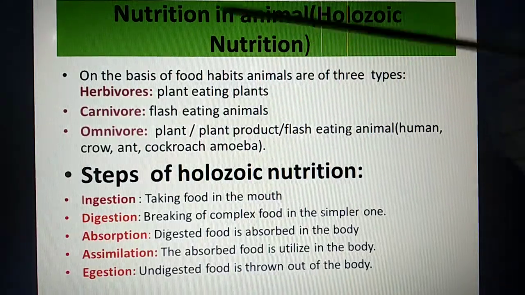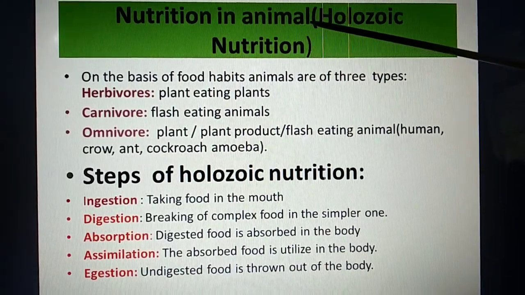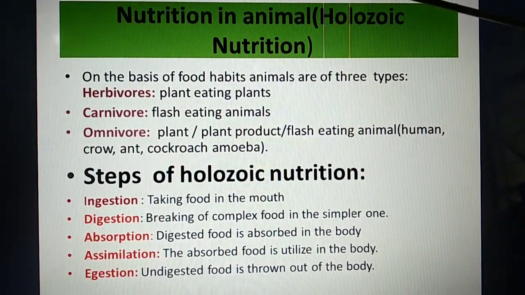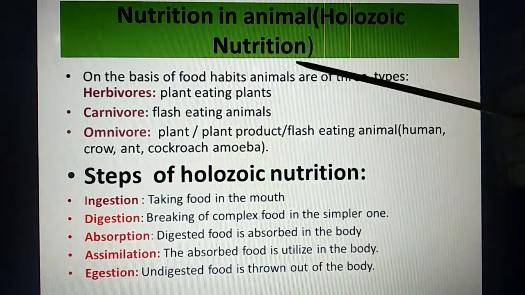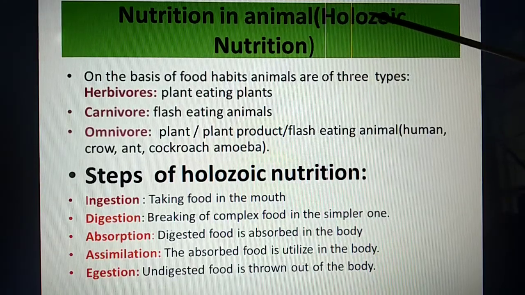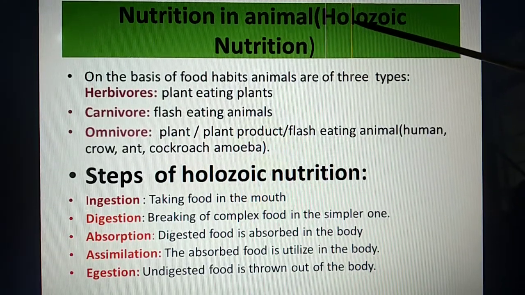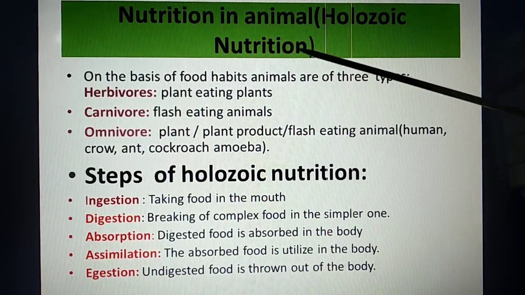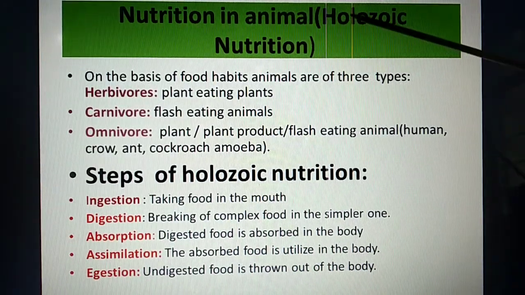Now next is the nutrition in animals. Nutrition in animals is mainly holozoic nutrition. What's the meaning of holozoic nutrition? Holozoic means in which solid food is taken inside the mouth or inside the body. That type of nutrition is called holozoic nutrition.